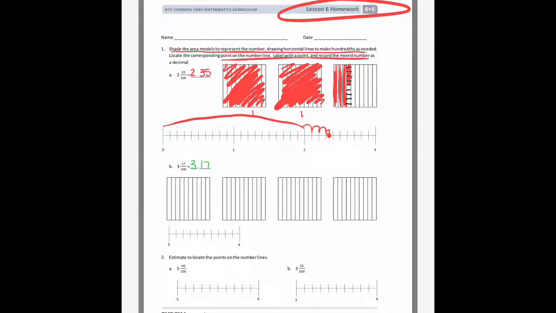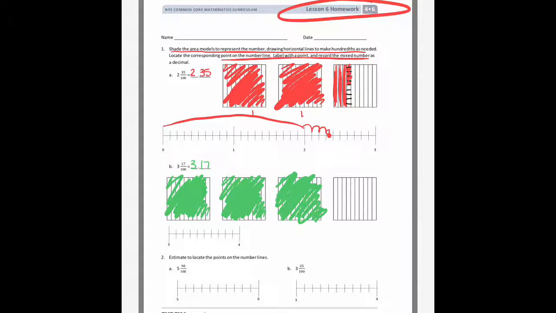Alright, 3 and 17 hundredths would be 3.17. I'm going to color in 3 wholes here. 1, 2, 3, and then 17 hundredths is the same as 1 tenth and 7 hundredths, so I'm going to color in 1 tenth, and then I'm going to split this next tenth into hundredths. So kind of like when we split the whole thing, but I'm just splitting this one. And I'm only going to color in 7 of those because it's 1 tenth and 7 hundredths. 3, 4, 5, 6, 7.